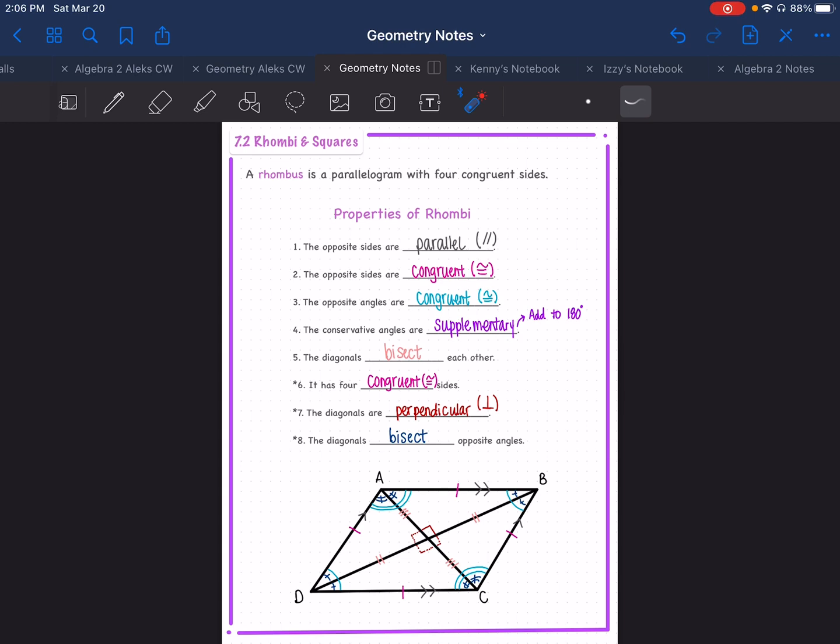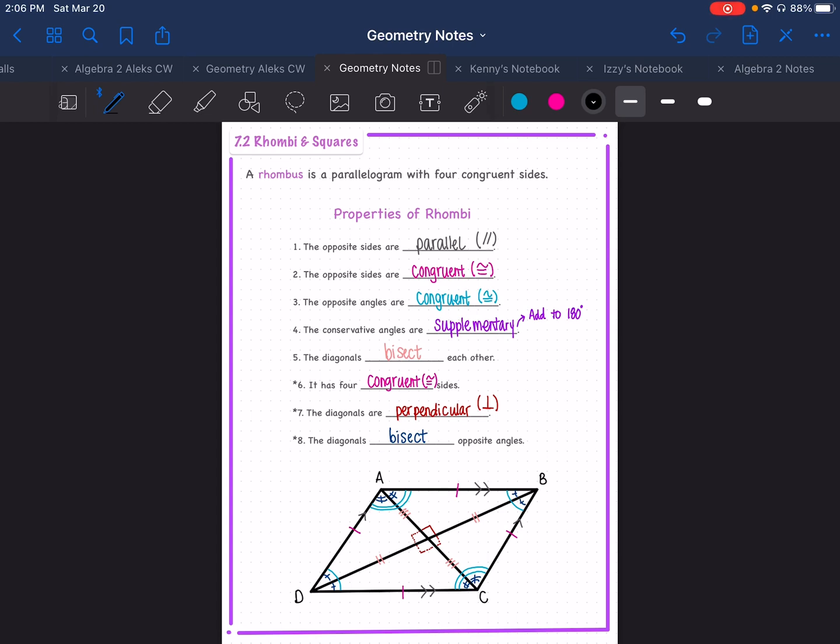And the diagonals bisect the opposite angles. So angle D and angle B are equal, but so are their little parts inside as well. These parts are equal as well. Same thing, A and C are equal, and their little parts inside are equal as well. Let's go ahead and do an example of a rhombus.